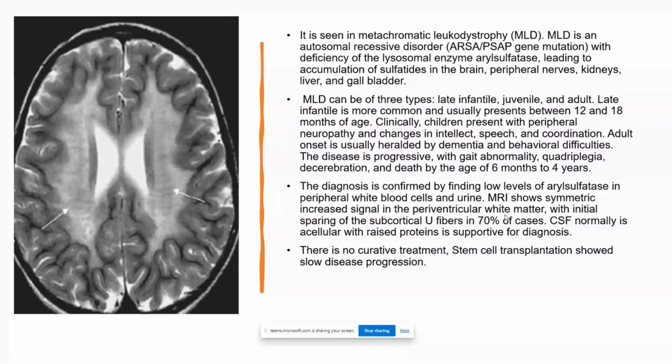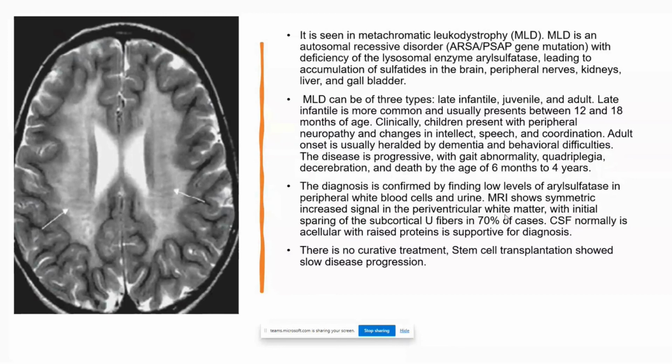Usually, the nature of the disease is progressive with gait abnormalities and quadriplegia, and death usually occurs 6 months to 4 years after onset. It's usually confirmed by finding low levels of arylsulfatase in peripheral white cell count and urine.